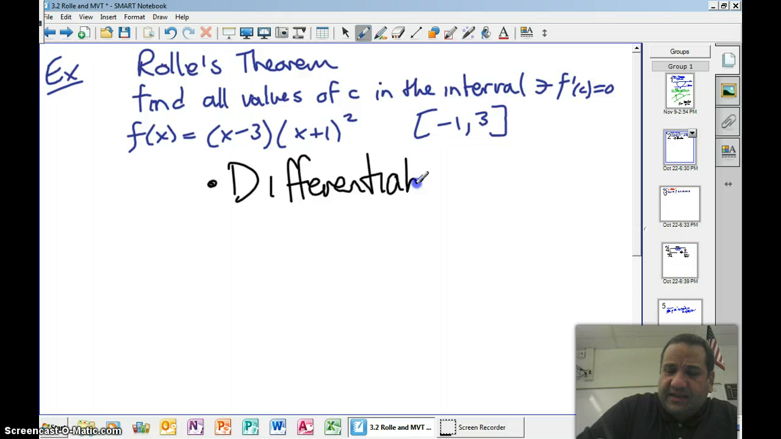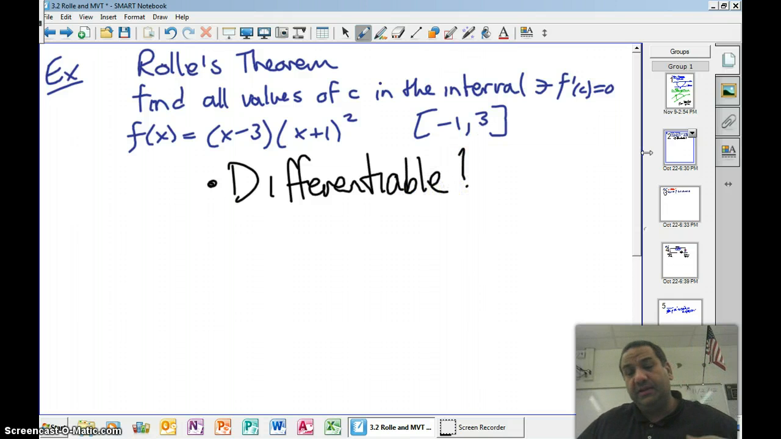Because on one of the tests, maybe it was 2 years ago, it's differentiable. Because this is just a cubic. All right? It's an x times an x squared. And now I'm going to check the endpoints. You have to make sure the endpoints are equal.